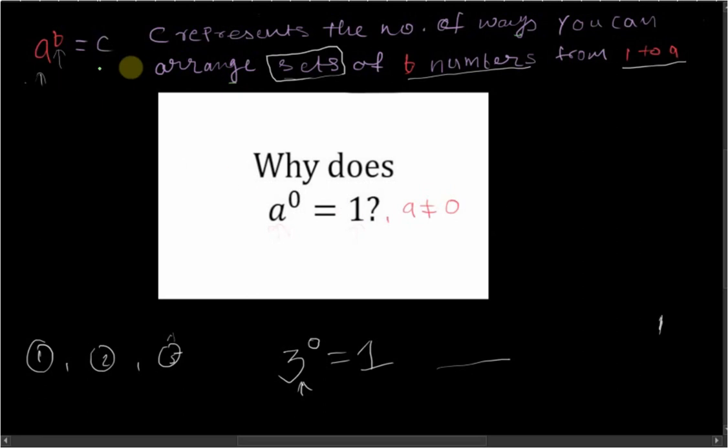So that is why the definition also said from 1 to a, and this is the reason why a to the power 0 is equal to 1. It's because it says how many ways you are going to have to perform this task. Well, in this case you had only one way, by not placing any of the coins on the table, and that is why a to the power 0 is equal to 1.